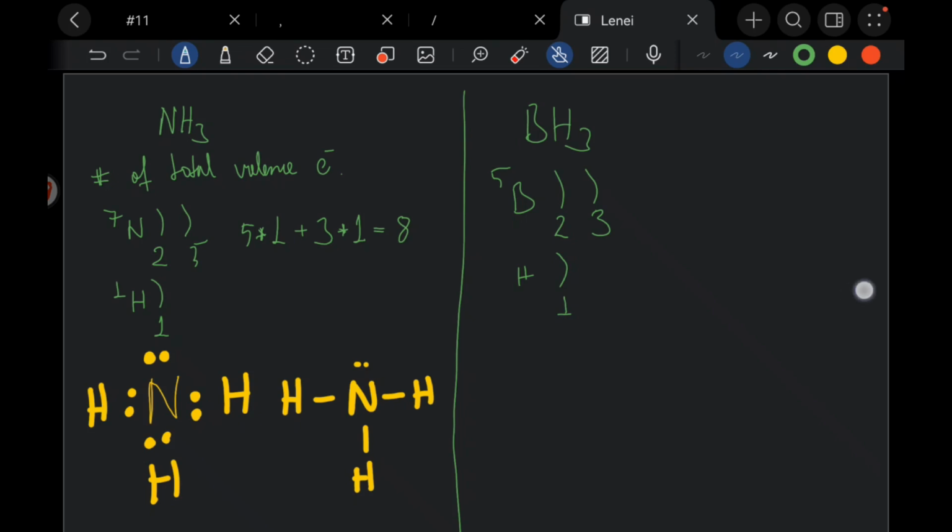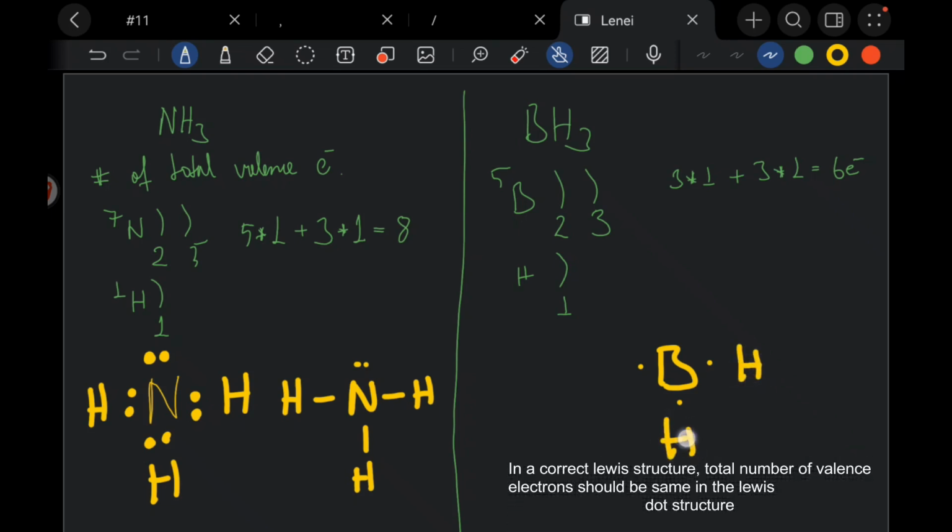Total electrons is 3 plus 3 times 1. We have 1 boron and 3 electrons come from the boron, and we have 3 hydrogen atoms, and each of them contains 1 electron, so we have 6 electrons. I have to put the least electronegative atom in the center, and I will put 3 electrons for the boron. Then I will place the hydrogen atoms for the molecule. And hydrogen has 1 electron, right? 1 electron for this hydrogen, 1 electron for this hydrogen, and 1 electron for this hydrogen.